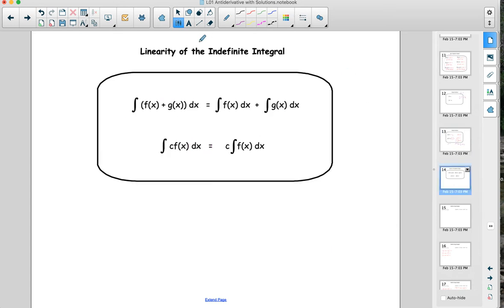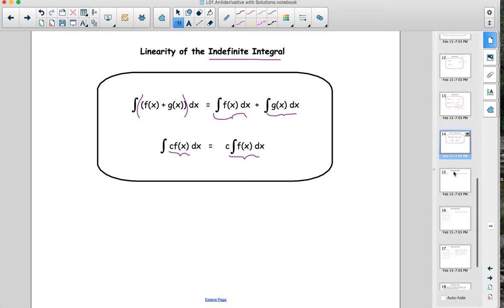Some rules about linearity of the indefinite integral. So if you want to do the antiderivative of a sum of two functions, or the integral of a sum of two functions, you can split it up into the sum of two integrals. So here's the integral of a sum, here's the sum of two integrals. This is the integral of a constant times a function. It's the same thing as the constant times the integral. Those are properties that you can apply.